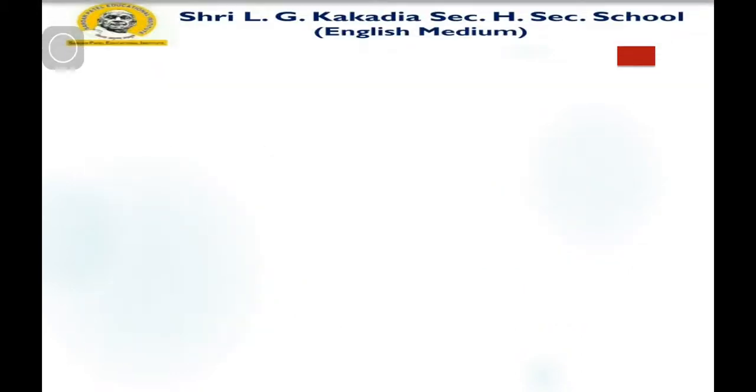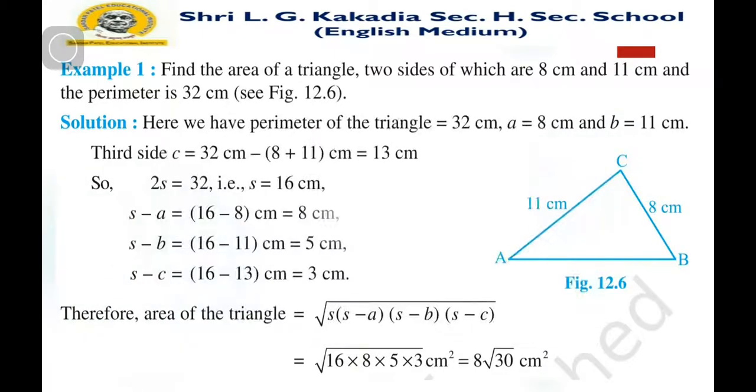So let us consider example number 1. Find the area of a triangle, two sides of which are 8 centimeter and 11 centimeter, and the perimeter is 32 centimeter. So we have to find the third side. Here two sides are given, 8 centimeter and 11 centimeter, but the third side is not given, but its perimeter is given. So from that we can find the third side.